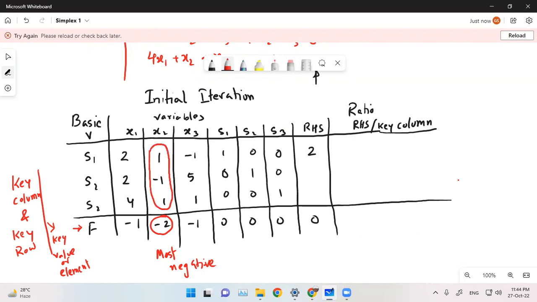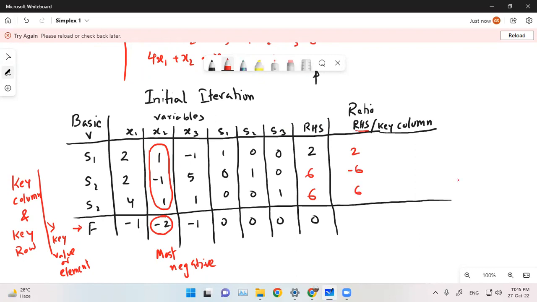Once we find the key column, we fill in the right-hand side values, both of them are 6. The right-hand side value will be divided by the key column value. So the ratios are: 2 by 1 is 2, then 6 by -1 is -6, and 6 by 1 is 6.